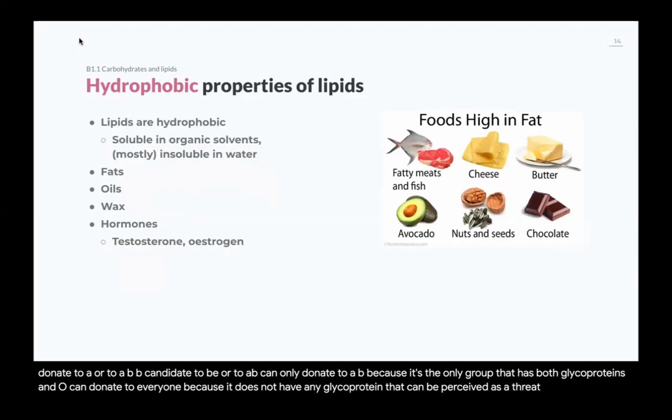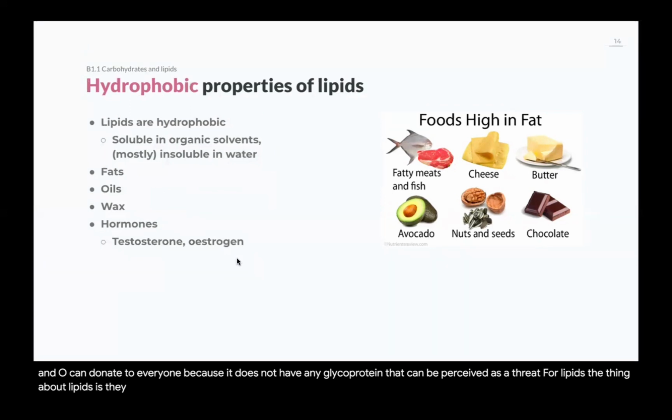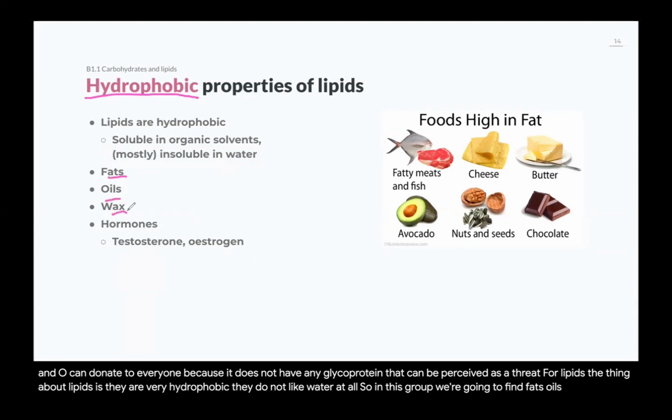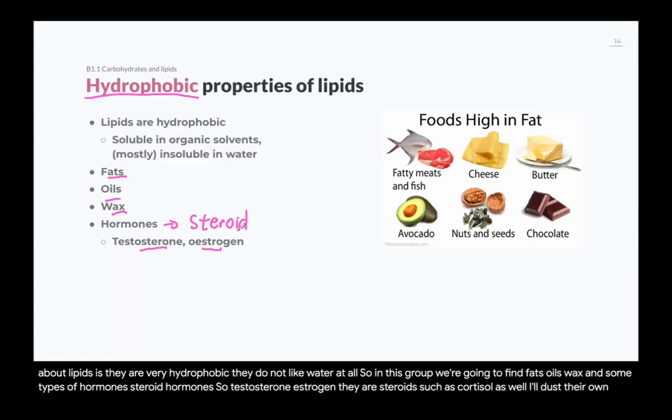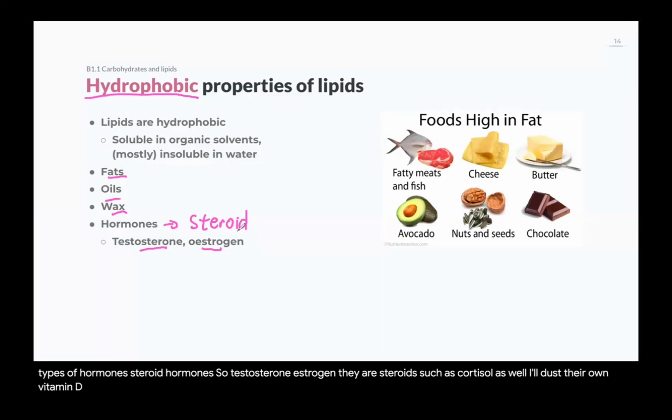Now for lipids, the thing about lipids is they are very hydrophobic. They do not like water at all. So in this group, we're going to find fats, oils, wax, and some types of hormones, steroid hormones. So testosterone, estrogen, they are steroids, such as cortisol as well, aldosterone. Vitamin D is derived from cholesterol as well. They are all lipids in their nature.